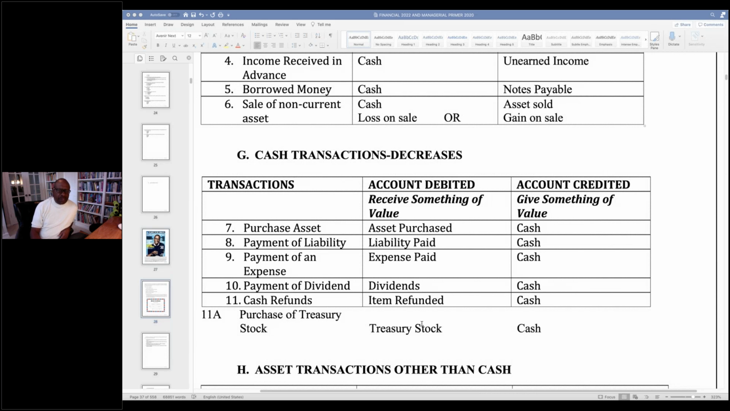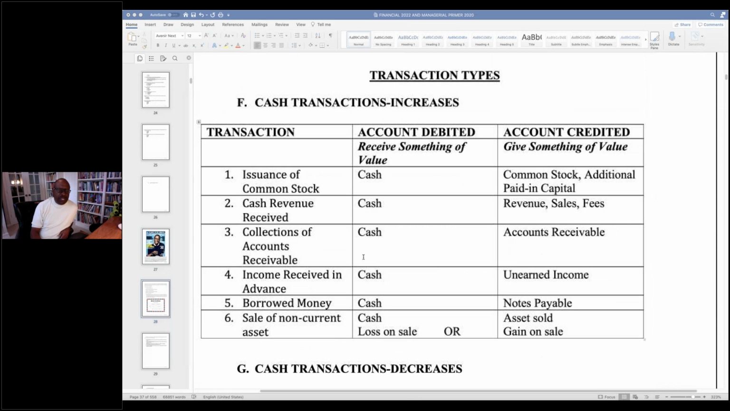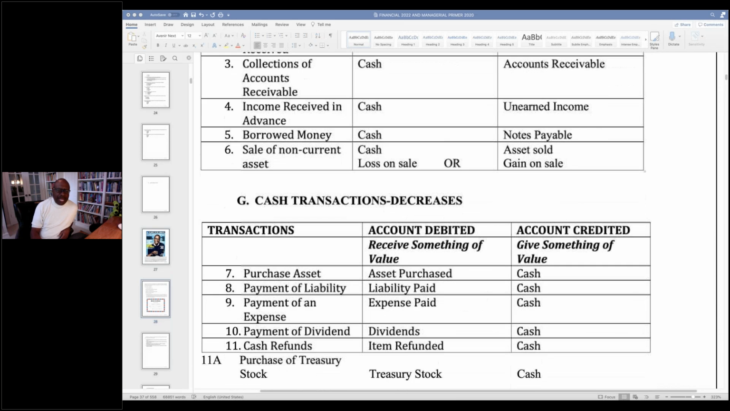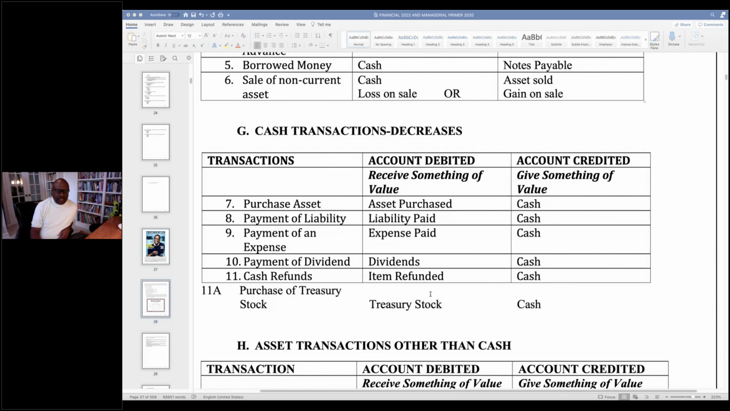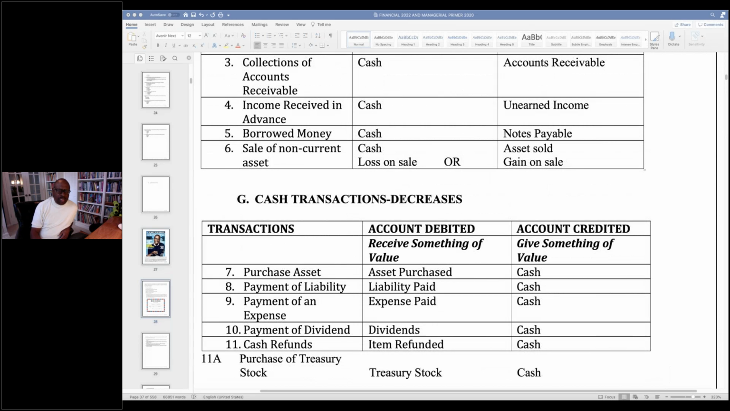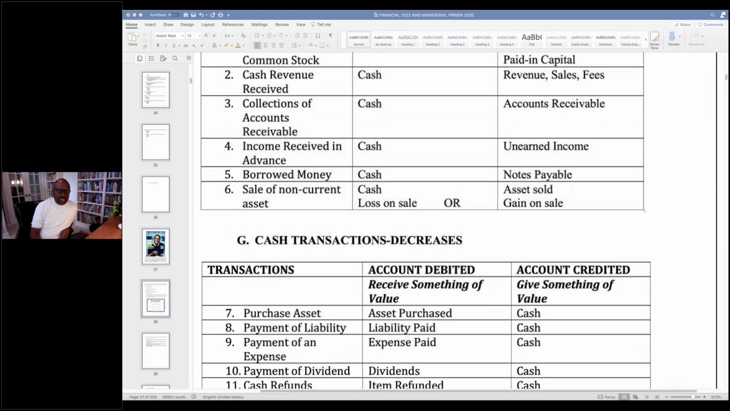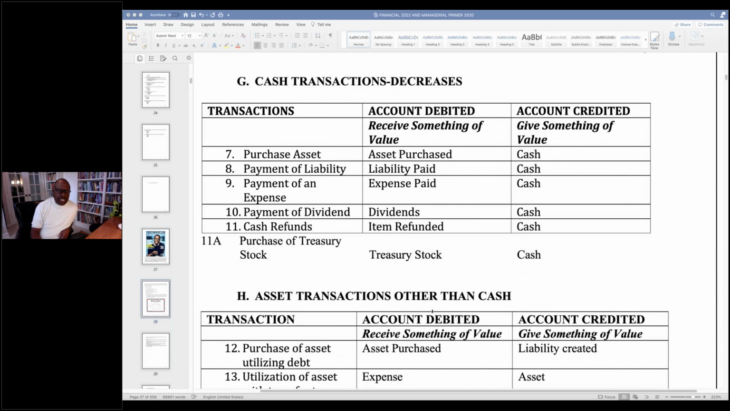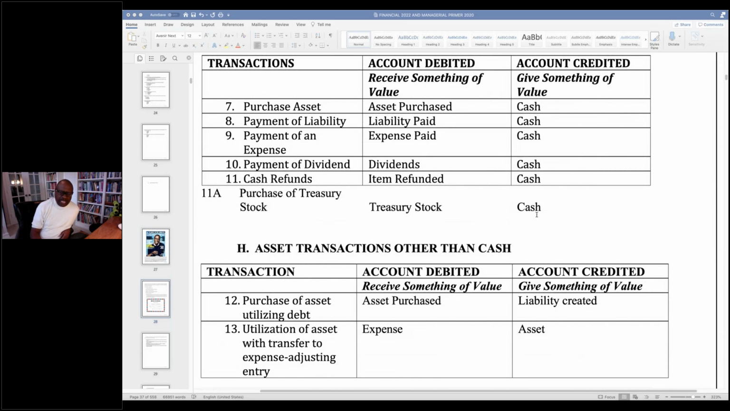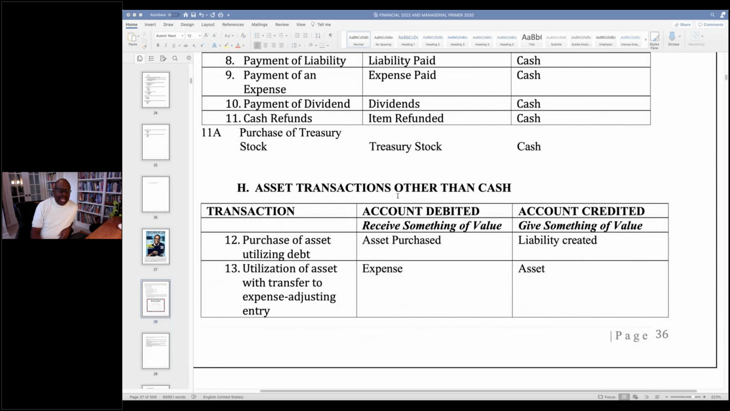And if you issue stock and then buy some of it back, you have to be careful with that. We always want to know what the original stock that went into the company was. So we don't debit common stock, we debit treasury stock and credit cash when we buy some of the stock back. Then we get into asset transactions other than cash.